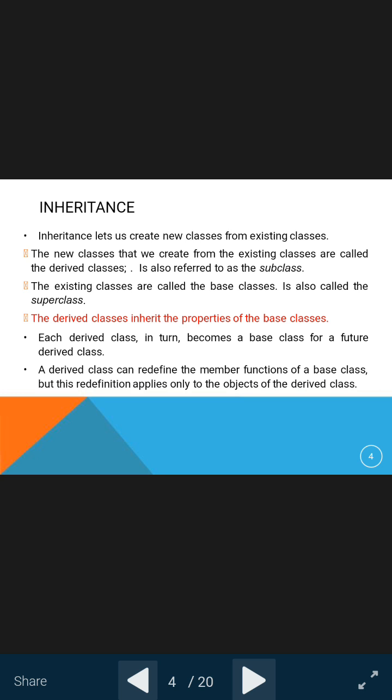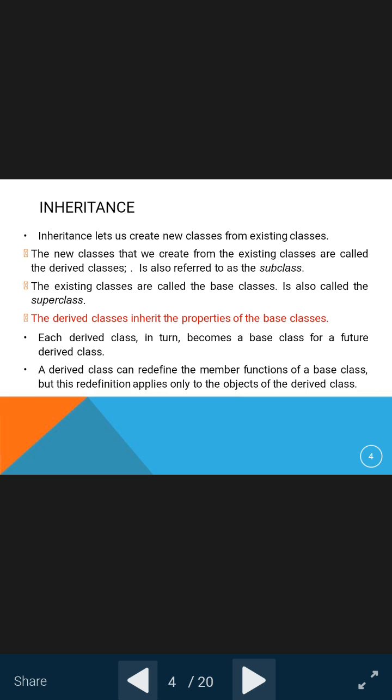The derived classes inherit the properties of the base classes. A base class is a class that gives its features to some other class. That's why it is called a base class. The base class can have only the base class features. It cannot have the derived class features.